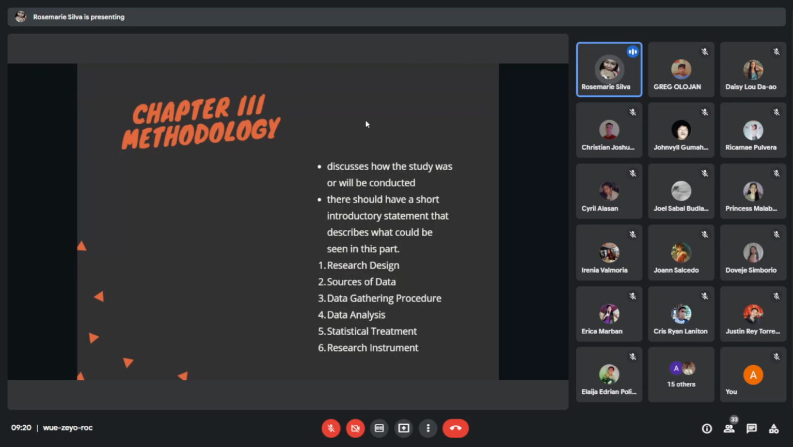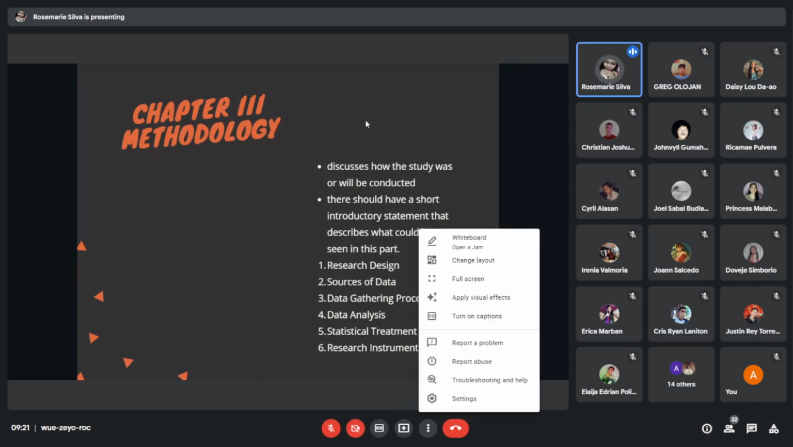But when we do experimental research, that is when we use hypothesis testing. For hypothesis testing, you need to use t-test, f-test, ANOVA. And when we do correlational descriptive research, that is when we use Pearson product-moment correlation. So before you identify your statistical treatment, you must first identify your research design. So we will still have to discuss the research design.